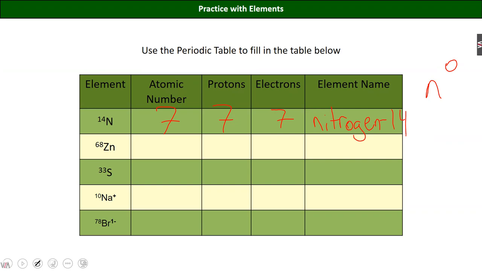What about zinc 68, Zn? What, 30? So how many protons? Again, no charge, therefore 30 electrons. And once you take next week's quiz, this will come naturally to you. But if you have your periodic table in front of you, you know it's zinc. We'll say it's zinc 68. I'm sorry, we didn't specify the number of neutrons for nitrogen 14. How many neutrons do we have?